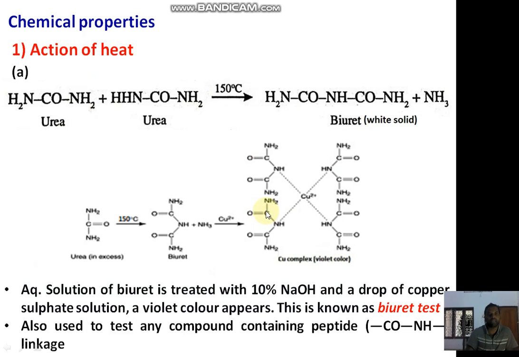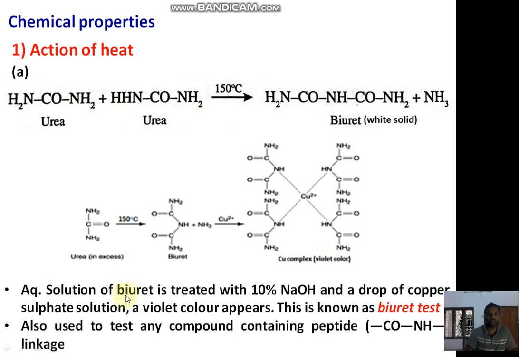Now we will discuss the chemical properties of urea. Let us start with the action of heat. What happens if we heat it? If you take some urea sample in a spatula and heat it, it will convert to biuret. Two molecules will combine and liberate ammonia, and we get a white solid, biuret.